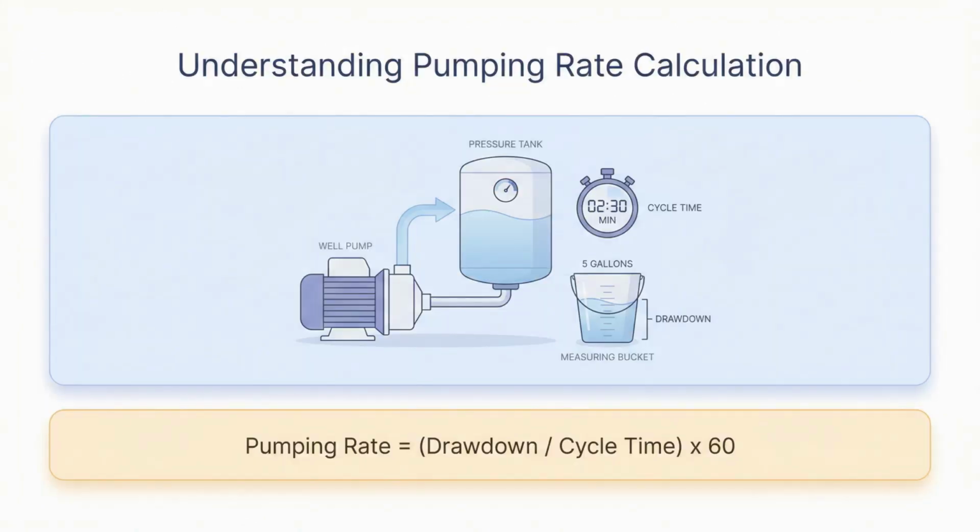Moving on to iron filters, the first critical step is verifying the pumping rate. If the water supply cannot provide enough flow, the filter will not backwash properly and will fail prematurely. You find this by measuring the drawdown volume in gallons and dividing it by cycle time in seconds, then multiplying by 60 to get gallons per minute. Never just guess based on the pump's rating plate.